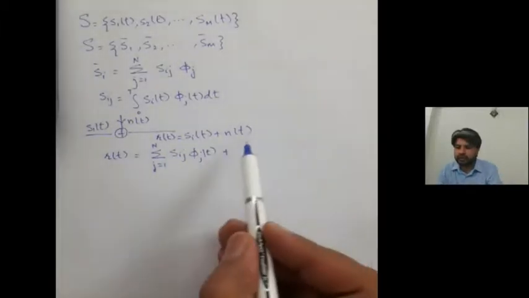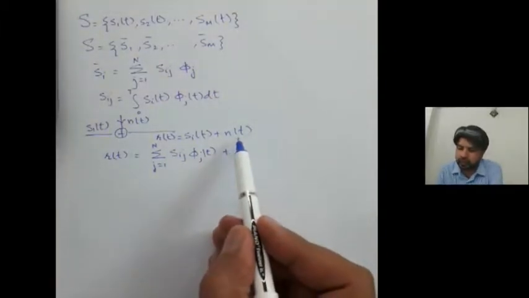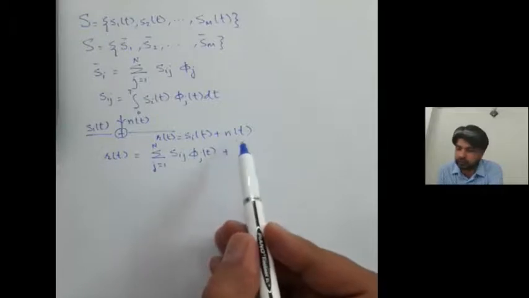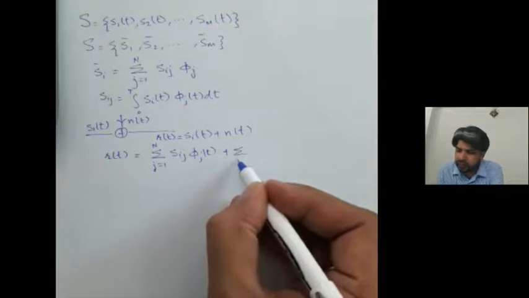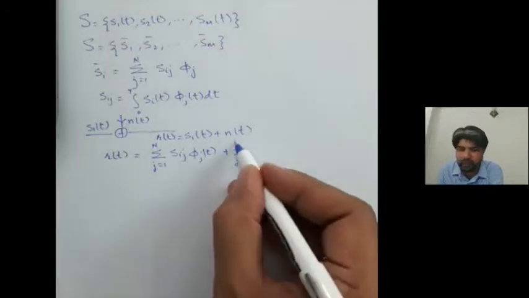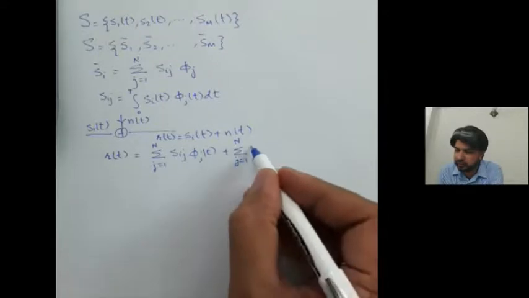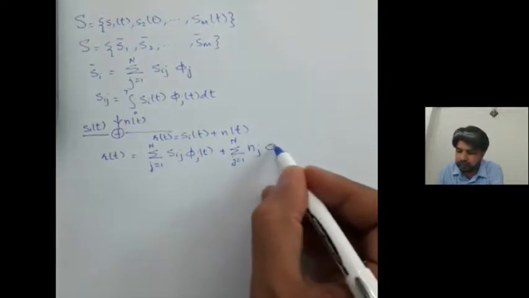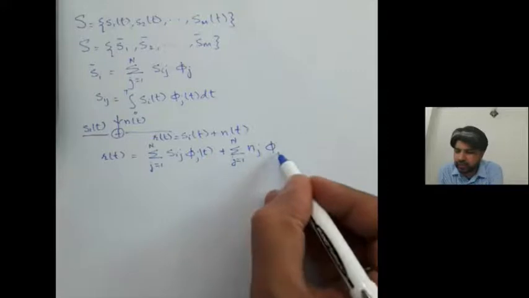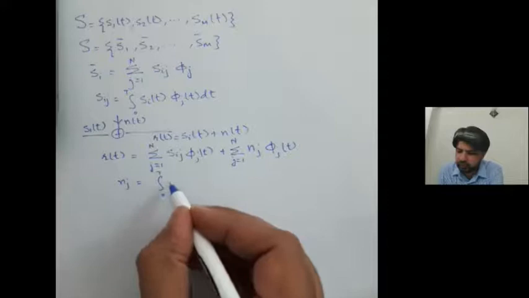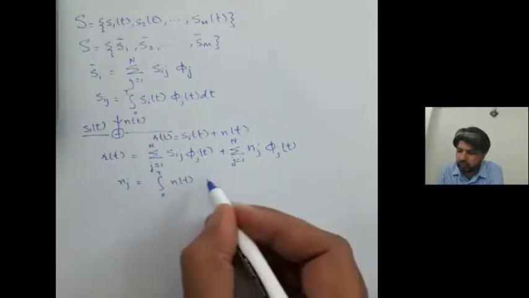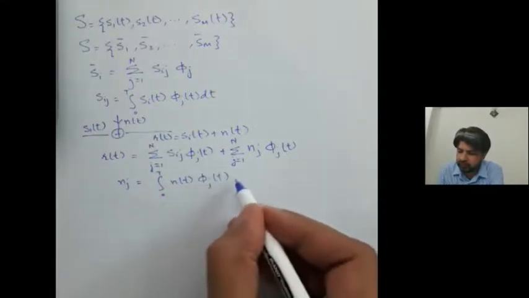So you can find out the projection of this signal n of t onto the basis function phi j of t. That means you can represent the noise part as well by the projection onto the basis function phi j of t. It would be summation j equals 1 to capital N nj times phi j of t, where this quantity nj is nothing but the projection of the noise n of t onto the basis function phi j of t.